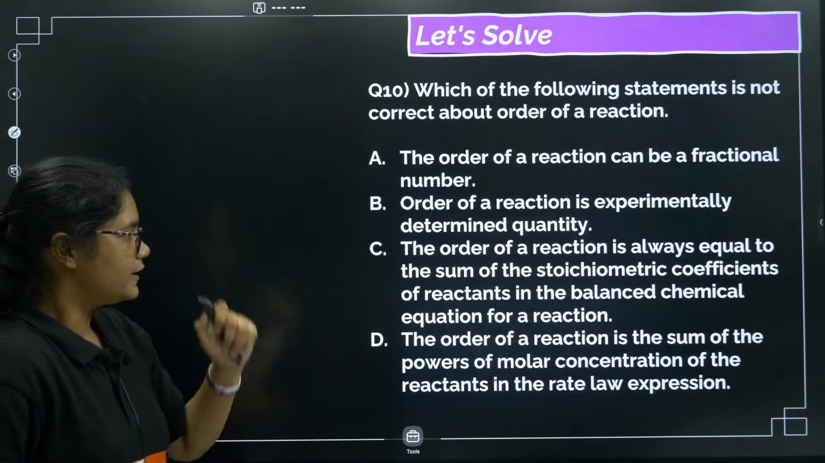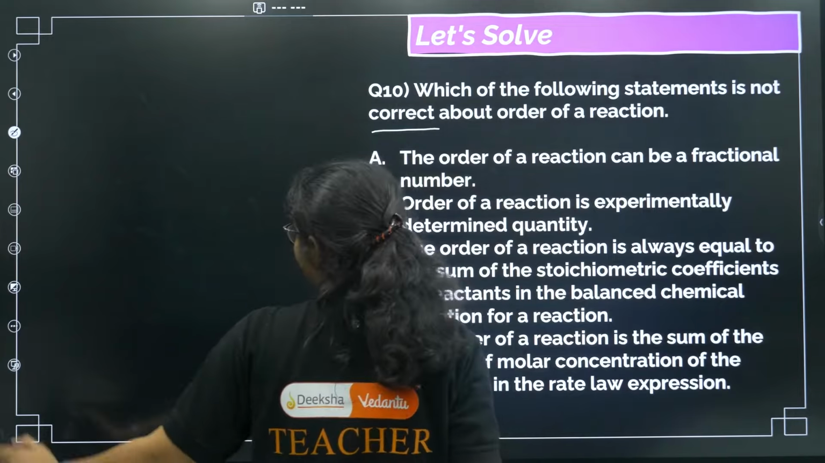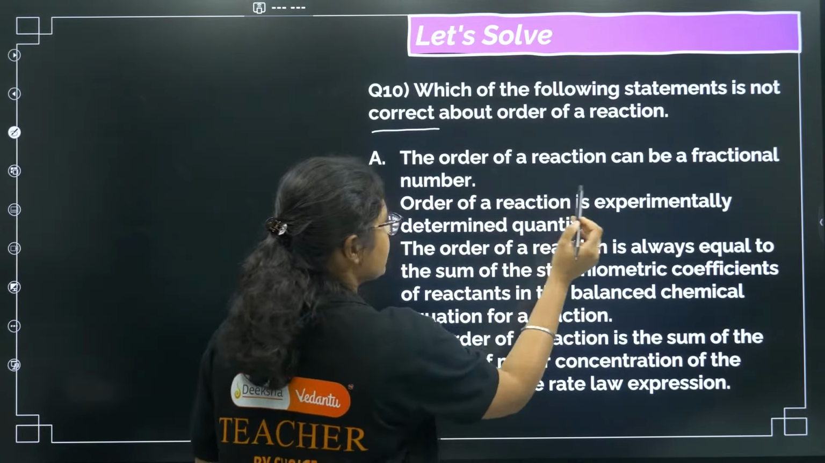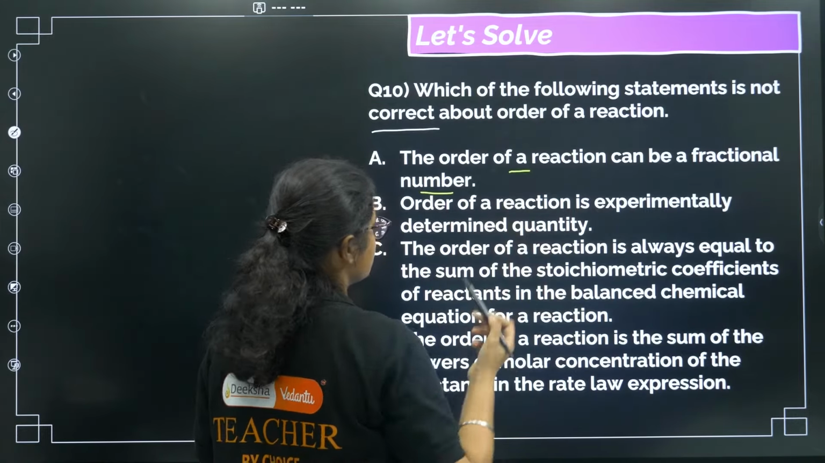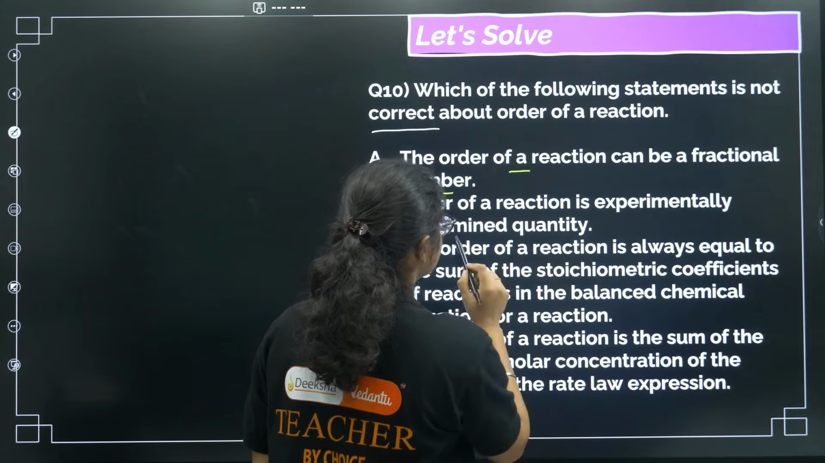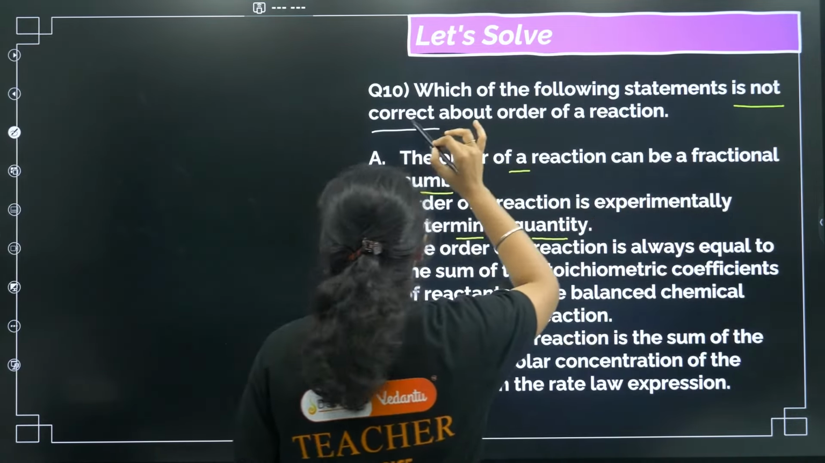Now let us do this question. Which statement about order is correct? We need to tell the correct statement. Order of a reaction can be a fractional number. Yes, we have just discussed, it can be a fractional order. Order of a reaction is experimentally determined. It is saying not correct. Please remember, not correct.